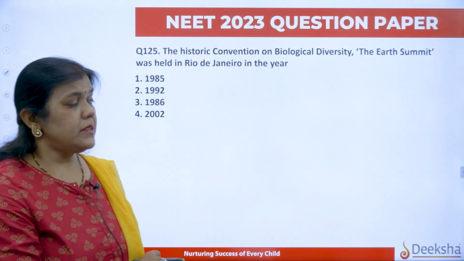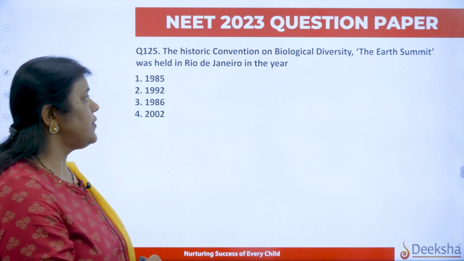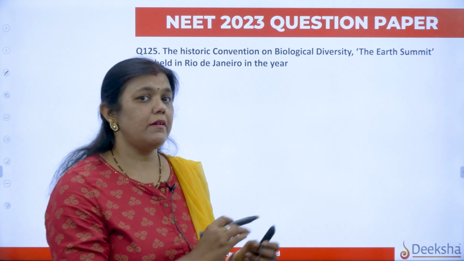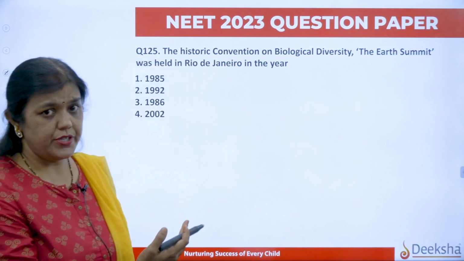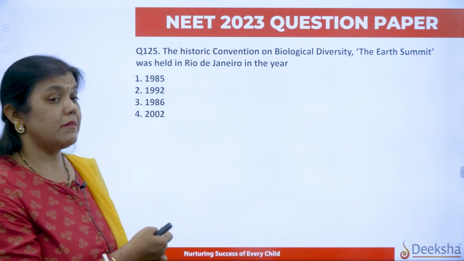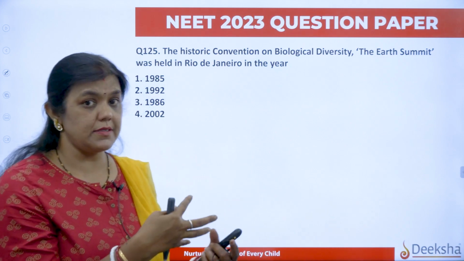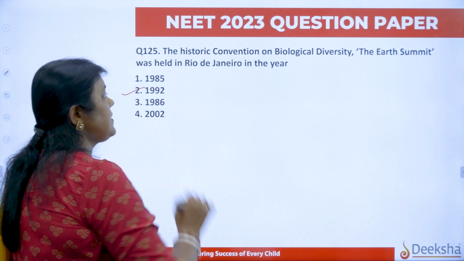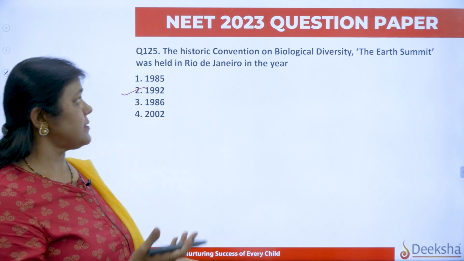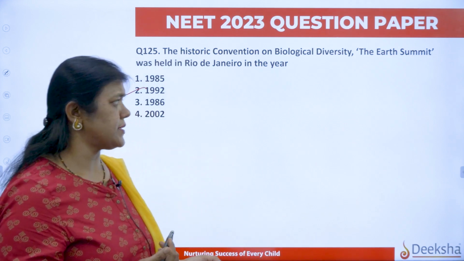Question number 125. The historic Convention on Biological Diversity, the Earth Summit, was held in Rio de Janeiro in the year... This question can come in two different ways. When the summit was held, that is in Rio de Janeiro. It can also come as, what is the pledge they took to complete the whole plan from the Earth Summit. That is 2002. But the Rio de Janeiro Earth Summit took place in the year 1992. It is a direct, 1 marker question, so you should know this answer easily.